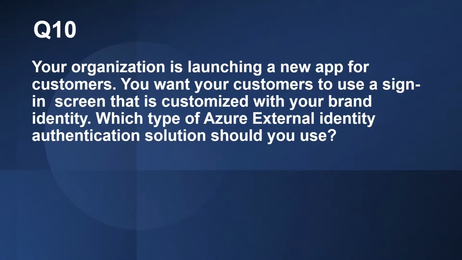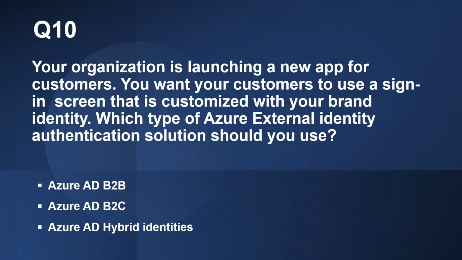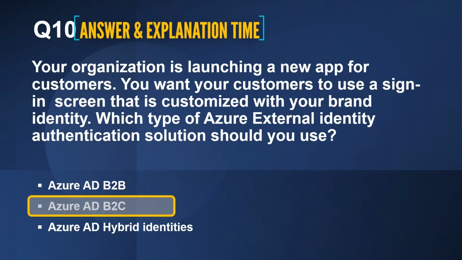Your organization is launching a new app for customers. You want your customers to use a sign in screen that is customized with your brand identity. Which type of Azure external identity authentication solution should you use? Options are Azure AD B2B, Azure AD B2C, Azure AD hybrid identities. The correct answer is Azure AD B2C. Azure AD B2C is an authentication solution for customers that they can customize with their own brand identity.